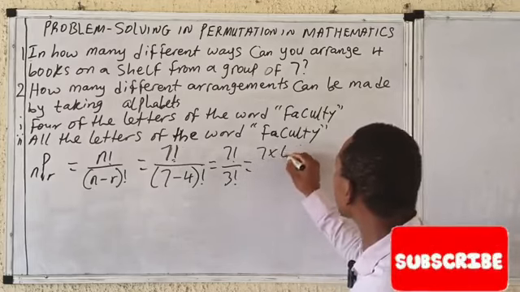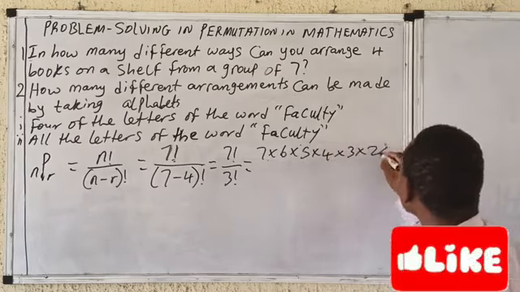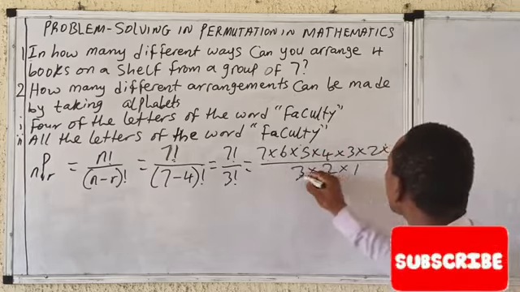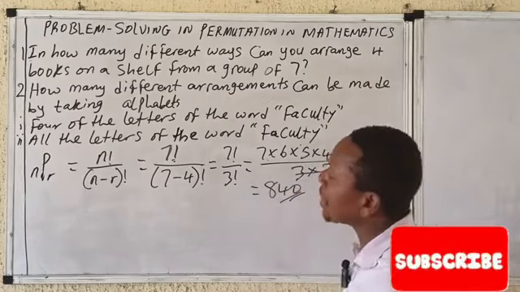Let's just do it. You have 7 times 6 times 5 times 4 times 3 times 2 times 1 over 3 times 2 times 1. So if you cancel this out, what do you have here? 840. So the answer is quite simple.